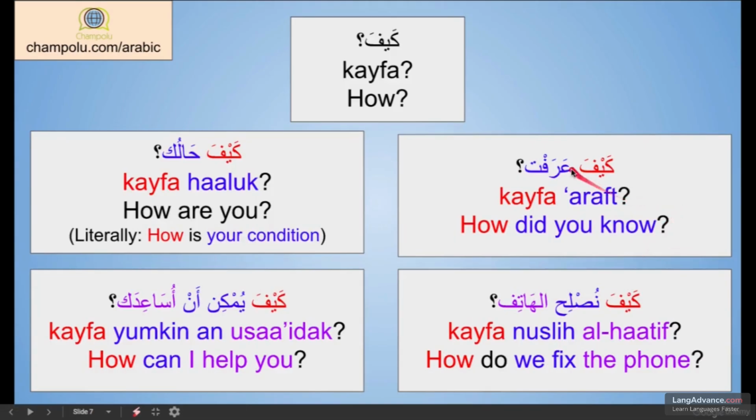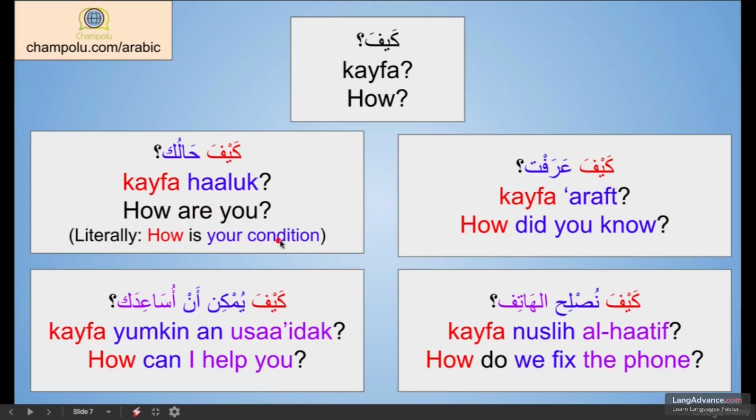And then we have كيف, which means how. So some examples here like كيف عرفت? How did you know? Or كيف حالك? Which means how are you? And it literally means how is your condition?